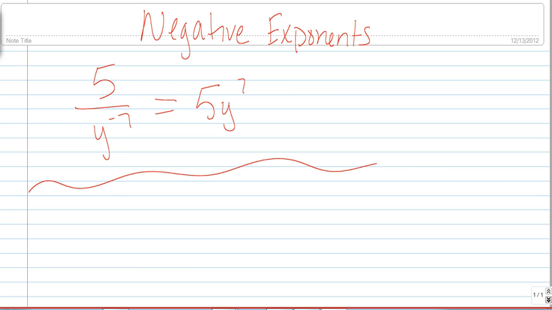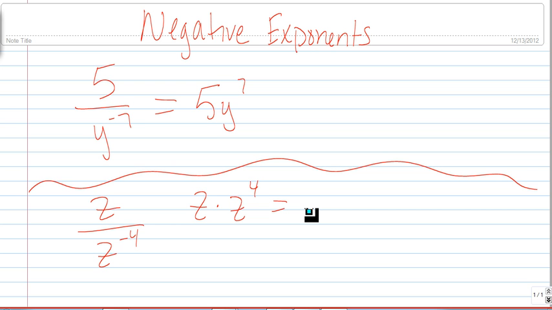Okay, so let's try this one. Let's say I have z over z to the negative 4. Okay, so once again, what's going to end up moving? The z to the negative 4. And where is it going to go? It's going to go up top. So now I have z times z to the 4. And so now what is that? Use your product rule. Remember, you have this like basis, you add your exponents. So this will be z to the 5th power.